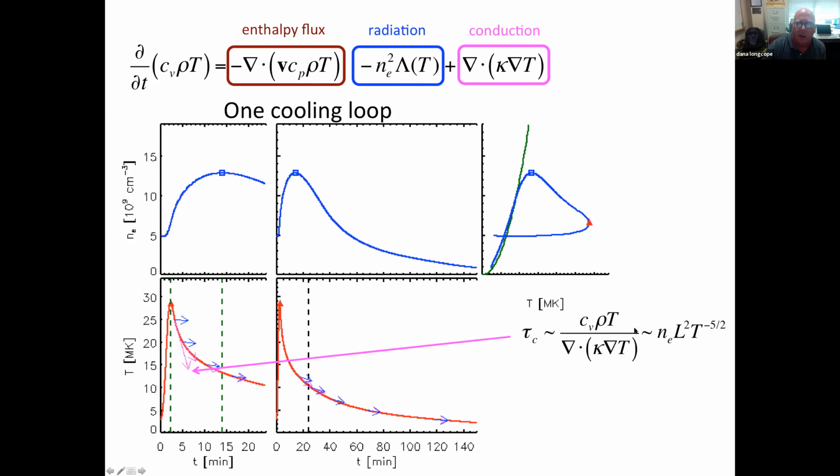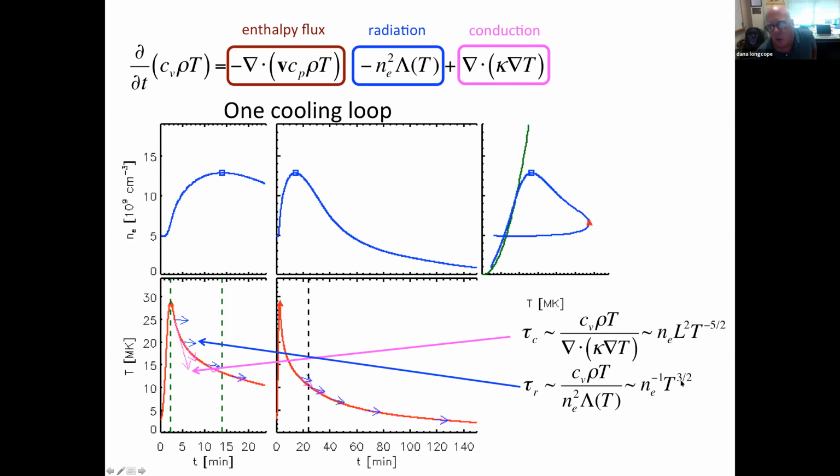The conductive time increases as the temperature drops. It goes as temperature to the -5/2. We've seen that same factor 5/2. That's a very important factor. So as the loop cools, the conductive time gets longer and longer and longer. It's going to cool more slowly. Eventually, it matches the radiative loss time. Okay. And the radiative loss scales as temperature to the 3/2. So it's a very slow process for high temperatures.